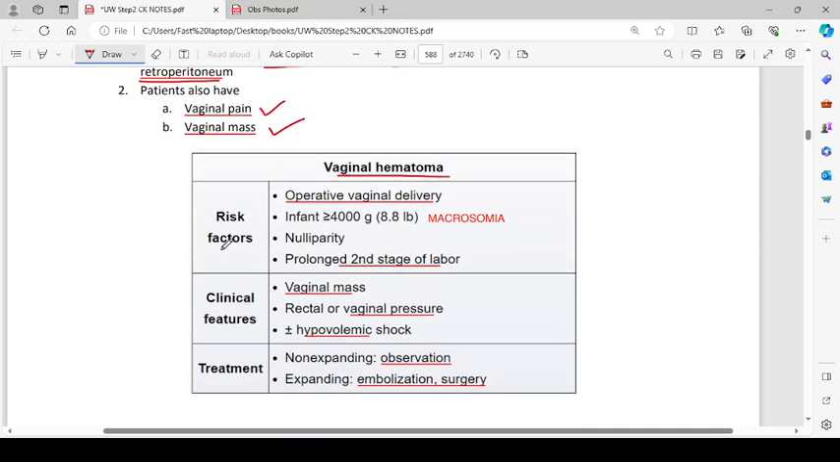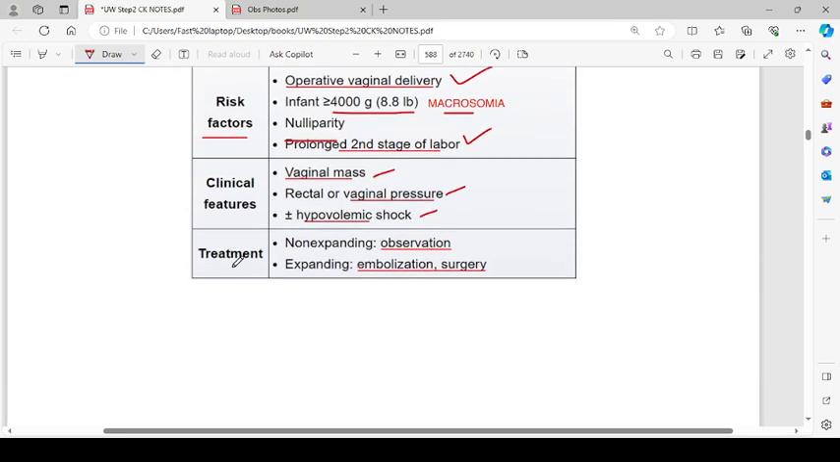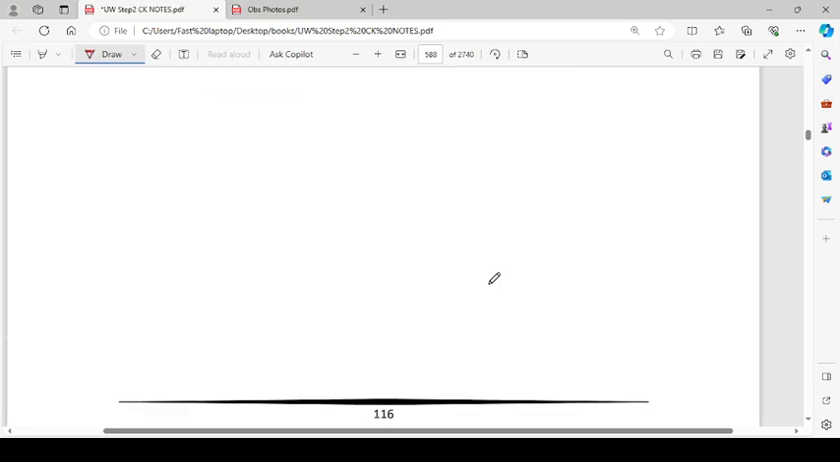Vaginal hematoma. The risk factors are operative vaginal delivery, infant more than 4,000 grams, 8.8 pounds, that is macrosomia, nulliparity, and prolonged second stage of labor. The clinical features are vaginal mass, rectal or vaginal pressure with or without hypovolemic shock. Treatment: if non-expanding, give observation, and if it is expanding, embolization and surgery can be done.